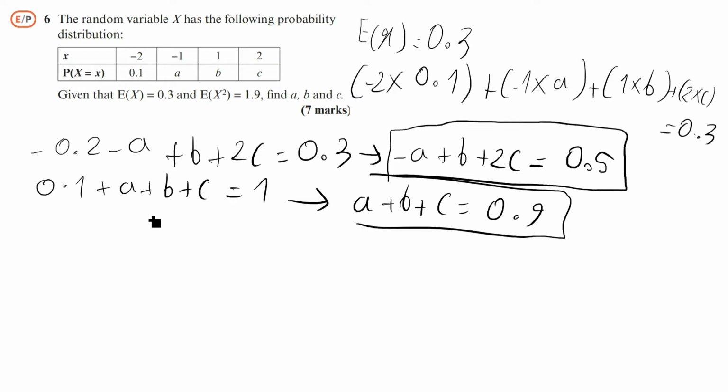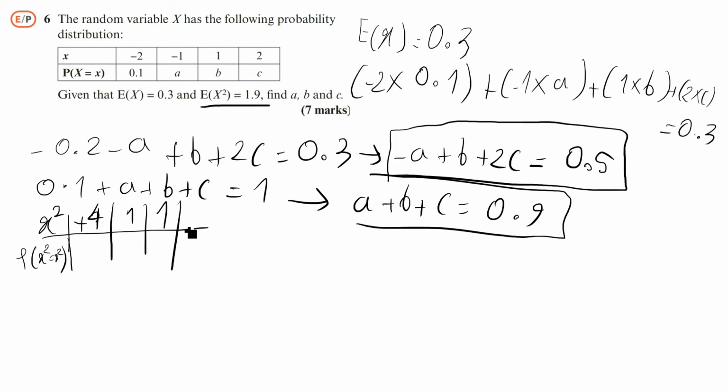And easily we can find the third equation by using this piece of information, which is that the expected value of x squared is 1.9. So we just need to draw a new table, which will be for x squared and p of x squared. We just need to square the values, but the probabilities stay the same as usual. So here will be 4, 1, 1, and 4 again, and here 0.1, a, b, and c.